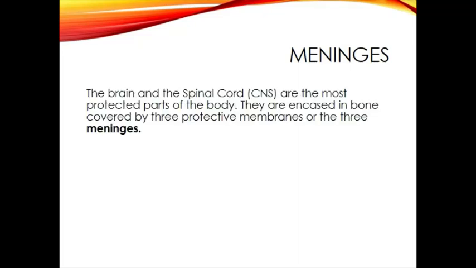Next, we have what we call the meninges. So, ano ba itong meninges? So, hindi na to makikita dun sa organizational chart or major division ng nervous system. So, the brain and the spinal cord are the most protected parts of our body. So, they are encased in a bone covered by 3 protective membranes or the meninges. So, pagkatapos ng bones, they are protected by what we call the meninges.